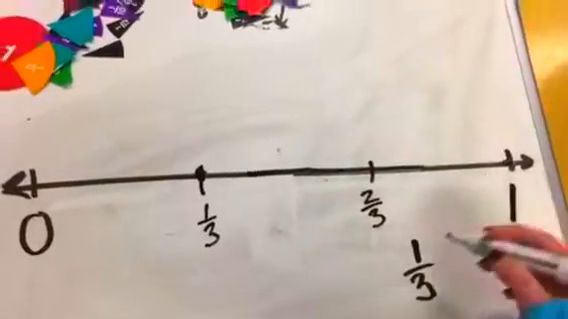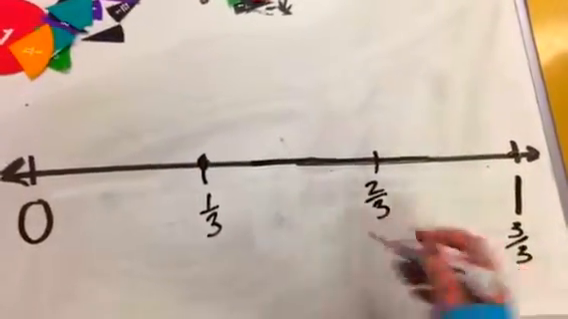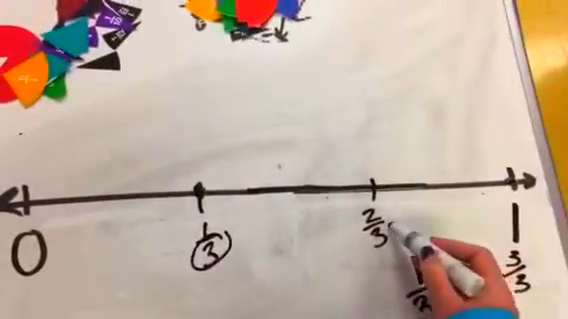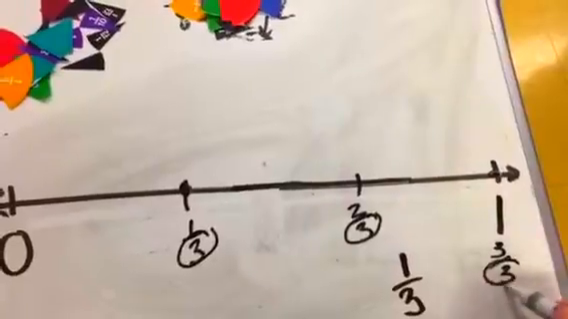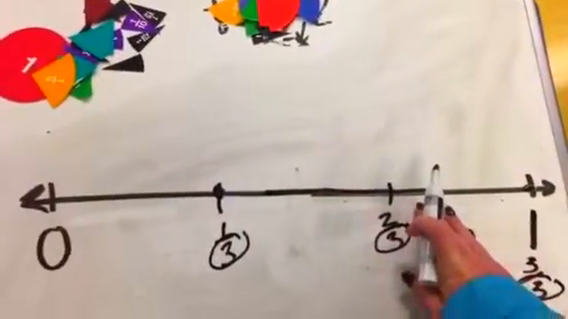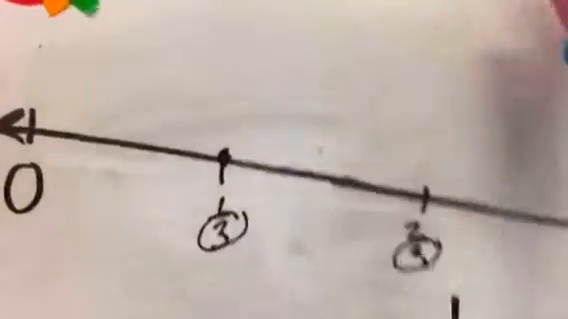Okay? So my denominator is going to be thirds no matter what, because my denominator is thirds here, thirds here, and thirds here. It's always going to be thirds because I have 1, 2, 3 pieces in my whole. Let's try another one.